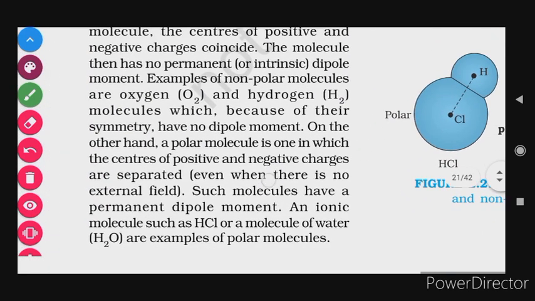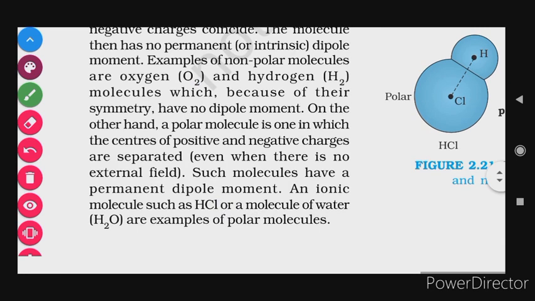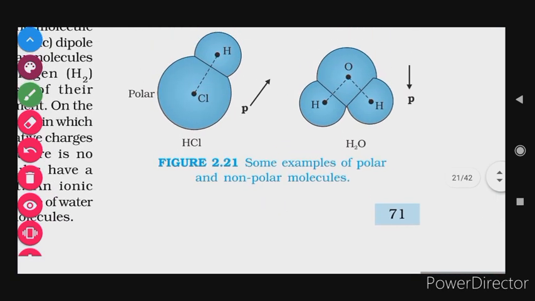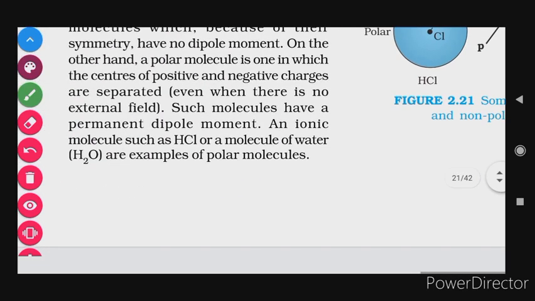On the other hand, a polar molecule is one in which the centers of the positive and negative charges are separated even when there is no external field. So polar molecules have a dipole moment by themselves, intrinsic. Even when an external field is not applied, they have a dipole moment. Ionic molecules have a permanent dipole moment, and an ionic molecule such as HCl or a molecule of water is an example of a polar molecule.